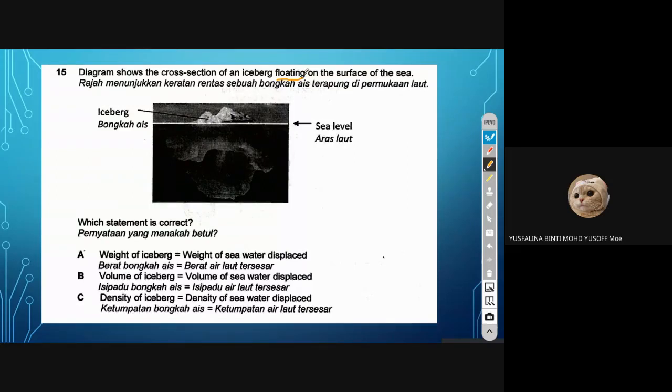Archimedes said that when the object is floating, we assume that the weight at that time is equal to the buoyant force. So W is equal to FB, the buoyant force. So the answer should be A. Number 15 is A. And the weight of the seawater displaced is actually equal to the weight of the object, right? So you already know Archimedes.